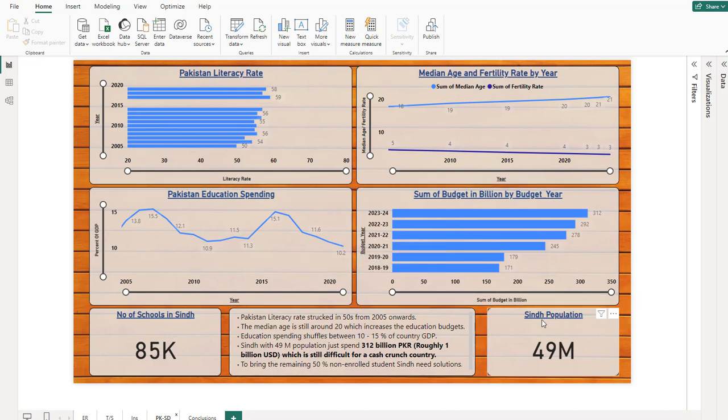So with all these numbers, there are significant improvements needed in order to make sure that Pakistan is able to increase the literacy rate. That's all from my side for this project. Thank you.